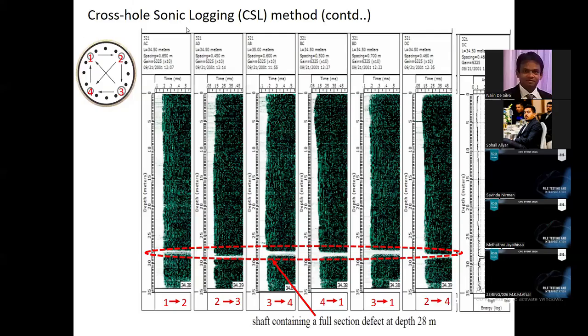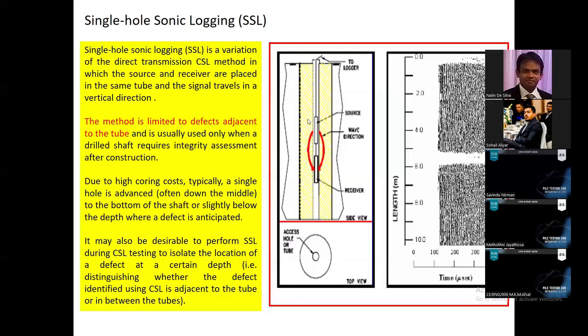Then the single hole sonic logging. In the single hole sonic logging, only a single hole is drilled. This is usually done for small diameter piles. So both the transmitter, or the source, and the receiver are connected to the same cable, and the transmitter is sending the wave and it is detected by the receiver. So you can lower this first, bring this all the way to the toe of the pile, then start slowly lifting it while sending the wave.